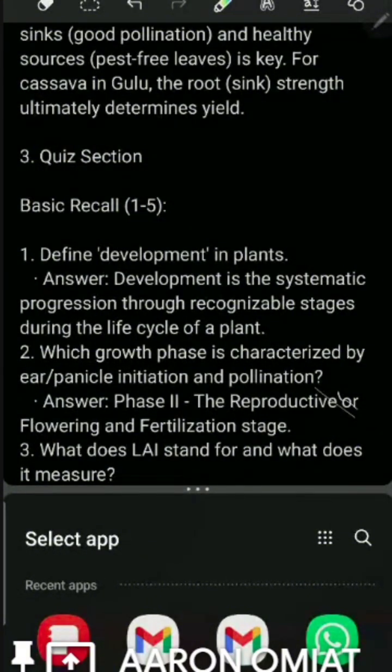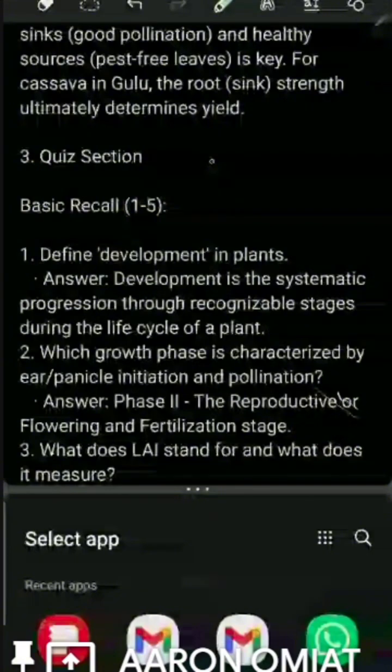It is leaf area. Leaf area index, okay? What does it measure? It measures the size of area per meters. Oh, it's out of my mind.